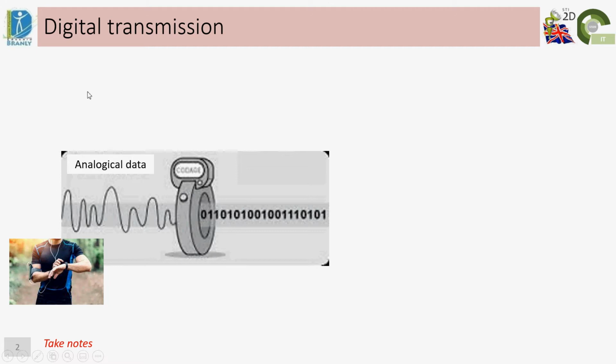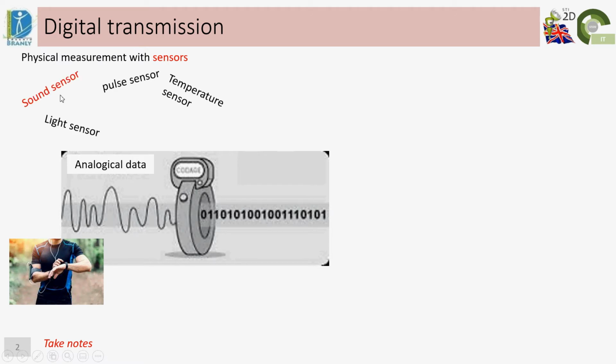So first, let's talk about analogical data. Analogical data are physical measurements that are done with sensors. So I guess you know a lot of sensors. We can talk about a pulse sensor, a temperature sensor, a sound sensor, light sensor, or an accelerometer. Accelerometer is used to measure acceleration, velocity, and distance.